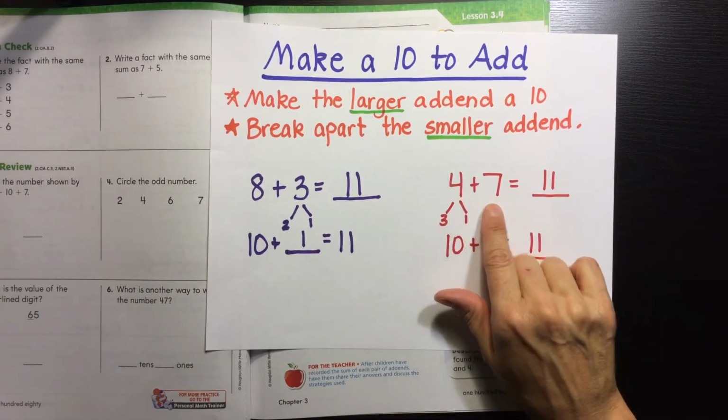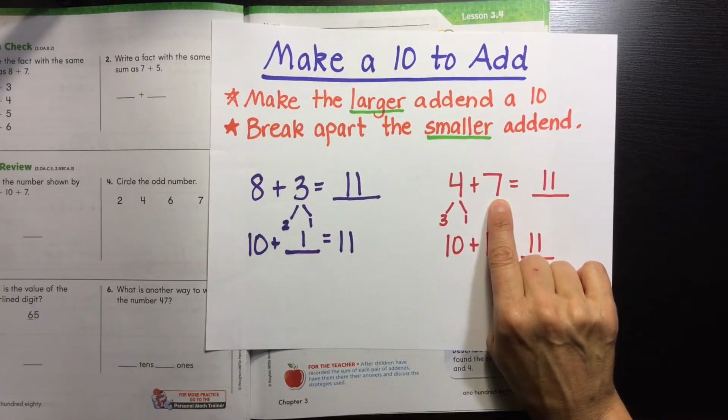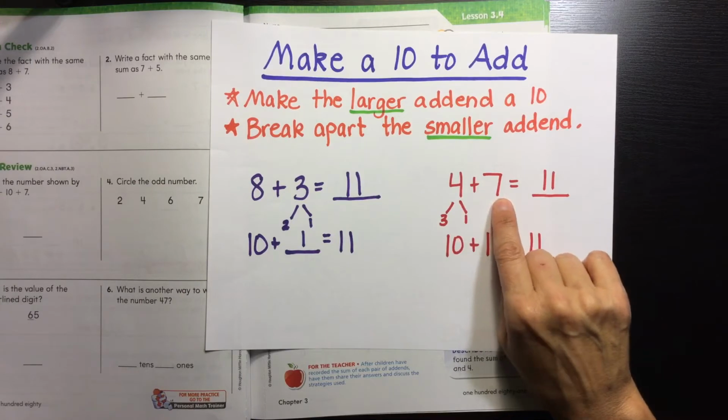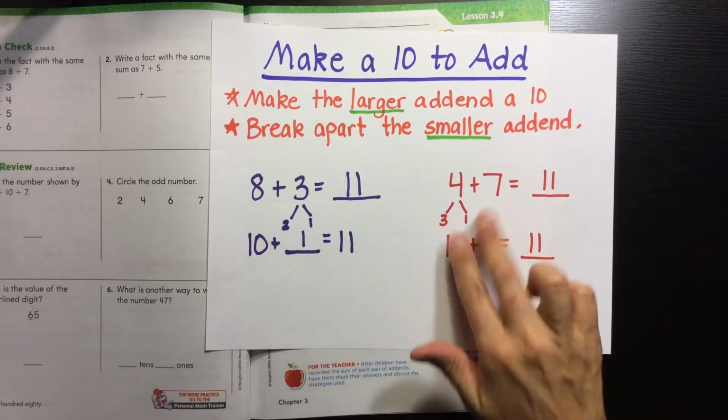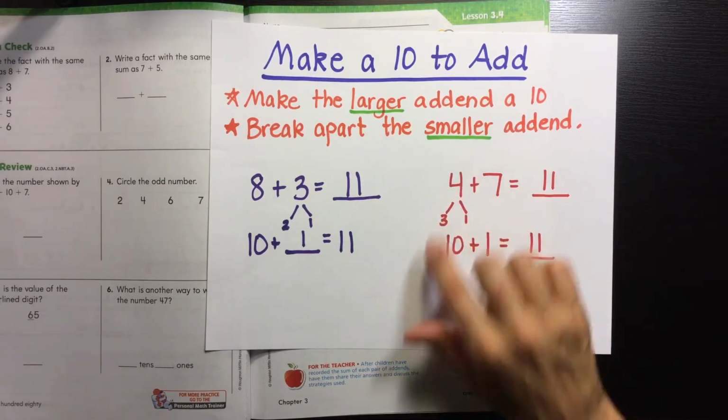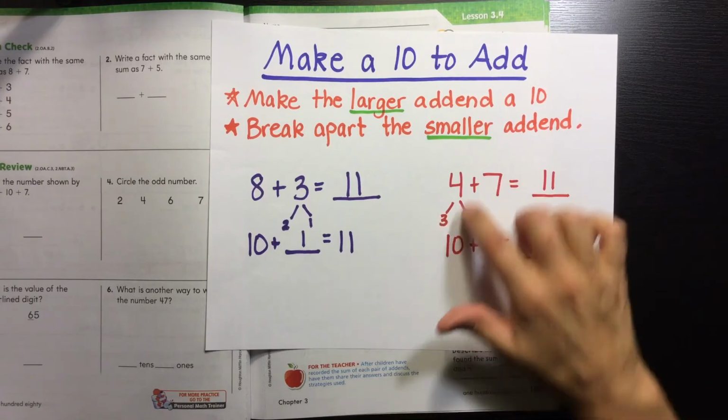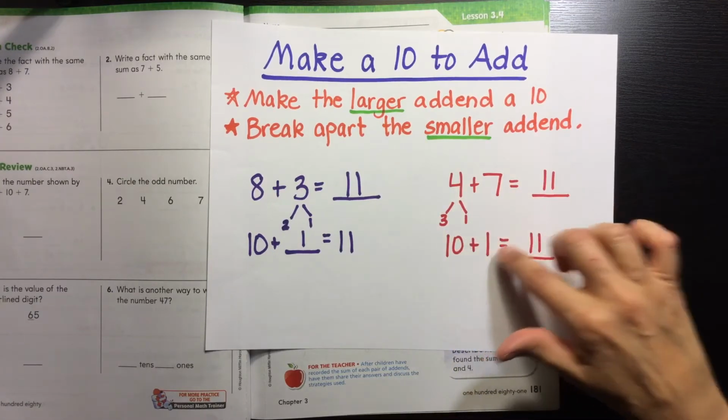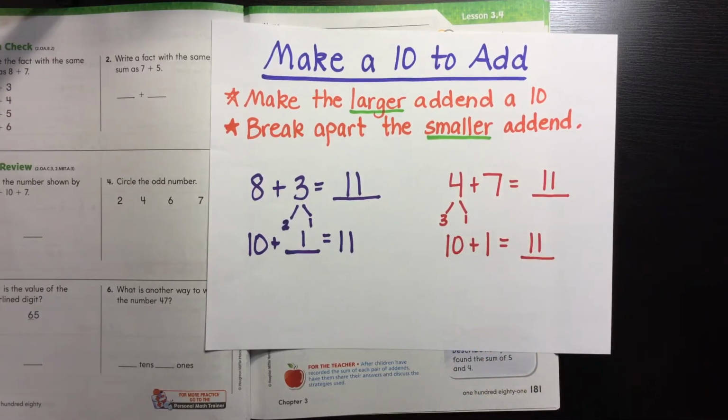And if you look at this problem, we know we want to make 7 a 10. So we know we need 3 more to make the 7 a 10. So we broke apart our 4 to make that a 10, and we have 1 left from the 4 to add on, which would equal 11.